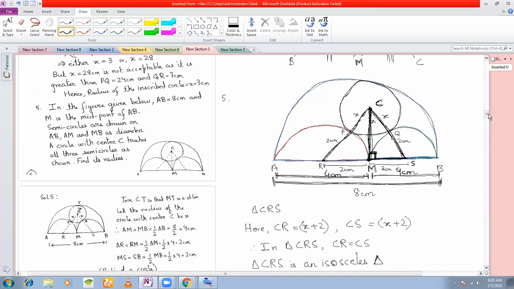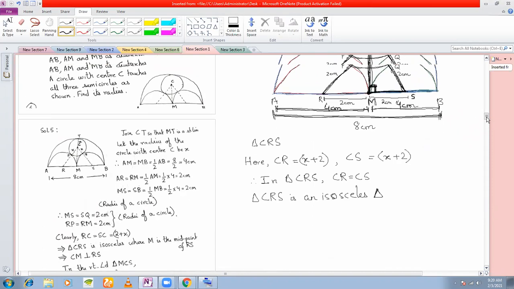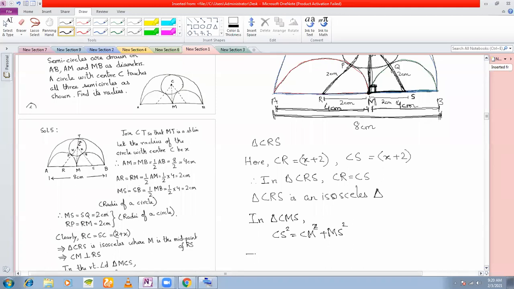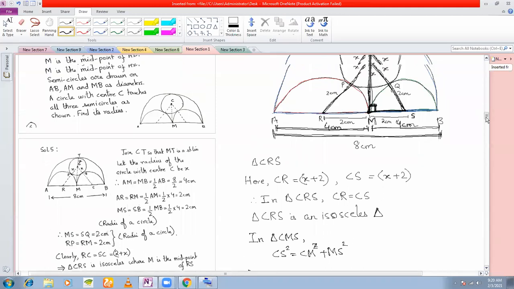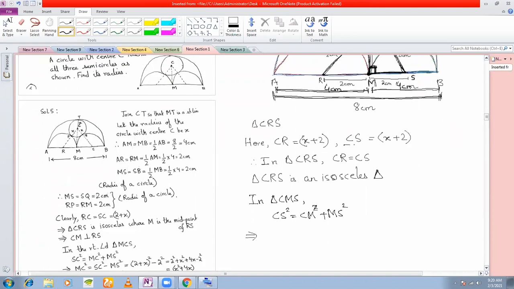So by Pythagoras theorem, all the three sides are linked. So we'll say in triangle CMS, CS square is equal to CM square plus MS square. Now let's see what are the lengths of each. We actually want to find out the length of CM because CM we don't know. CS we know as x plus 2. Okay, CS here is x plus 2. We write x plus 2.